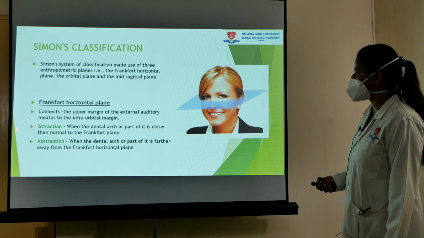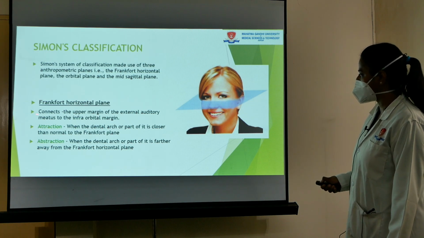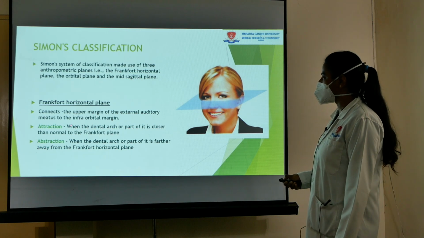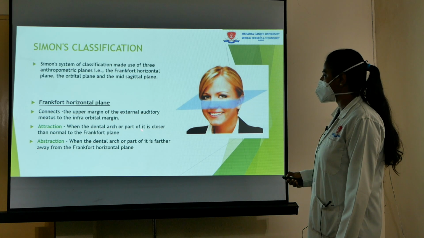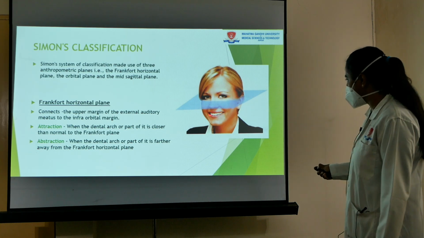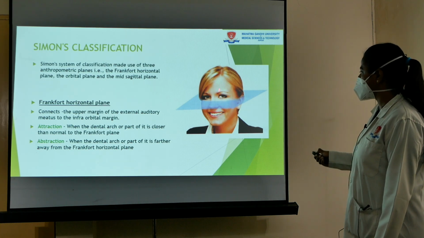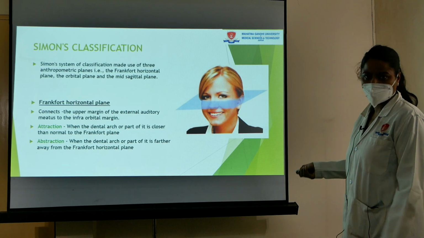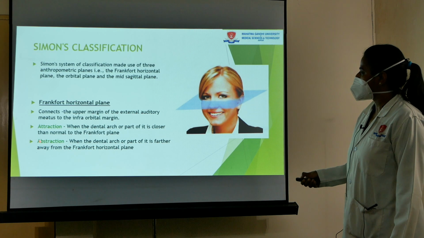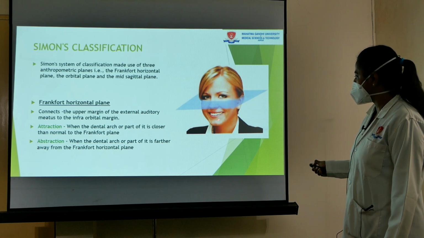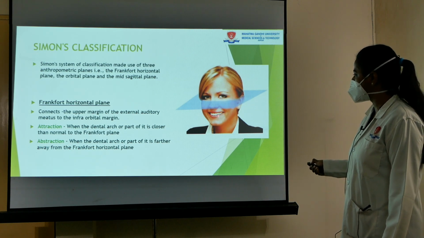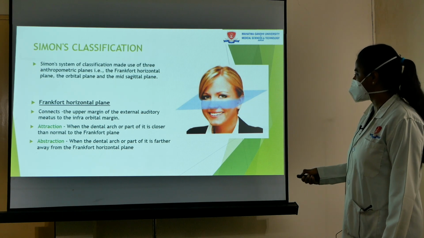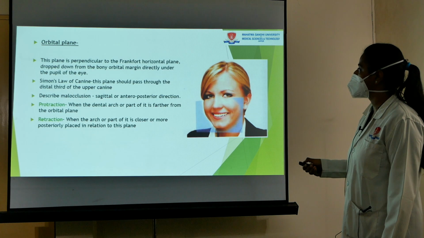First is the attraction and the abstraction. Attraction means when the dental arch or the part of it is closer than that of the normal to the Frankfurt horizontal plane. मतलब ये जो arch है वो ऊपर की तरफ shift हो जाएगी. Then there is the infra-occlusion or it will create the open bite. Second is the abstraction, means the complete dental arch or a part of it is farther away from the FH plane, then it is called as abstraction. In this the deep bite can be seen.